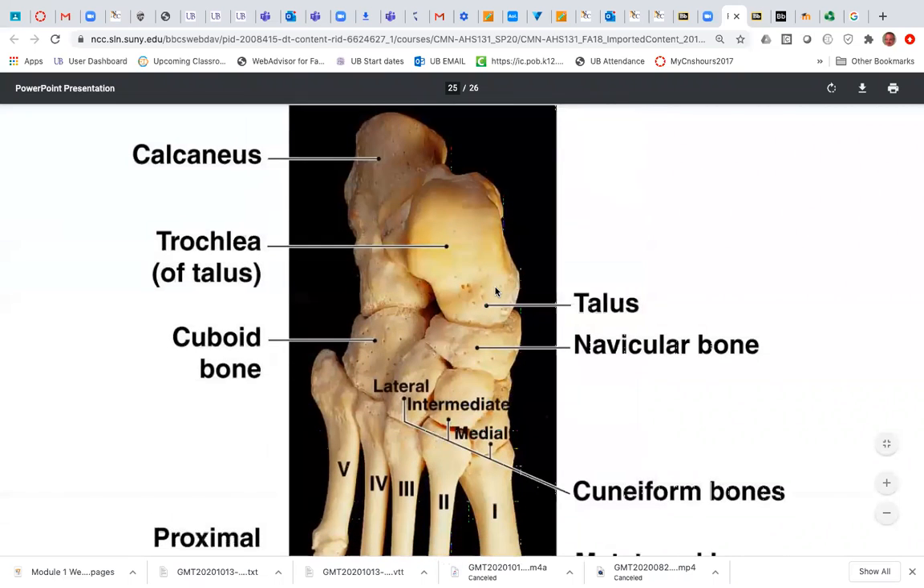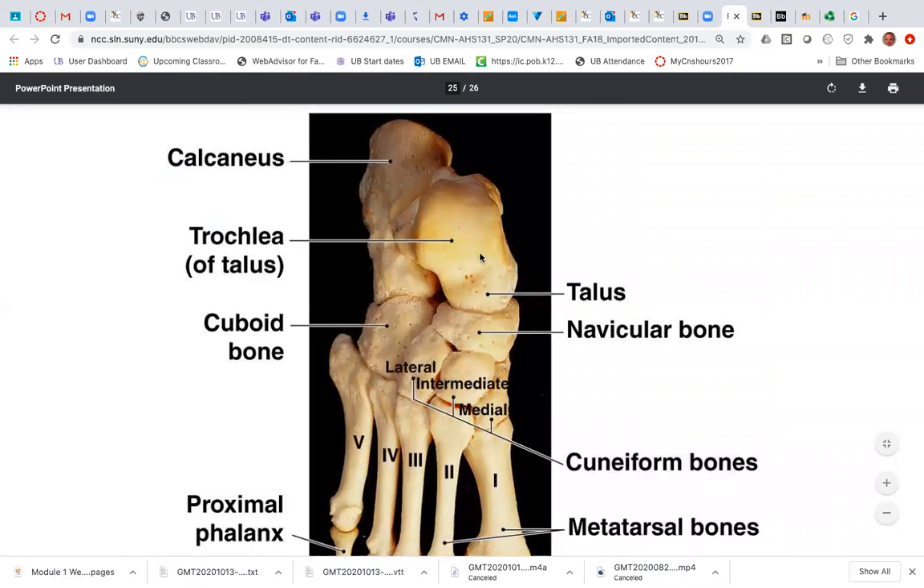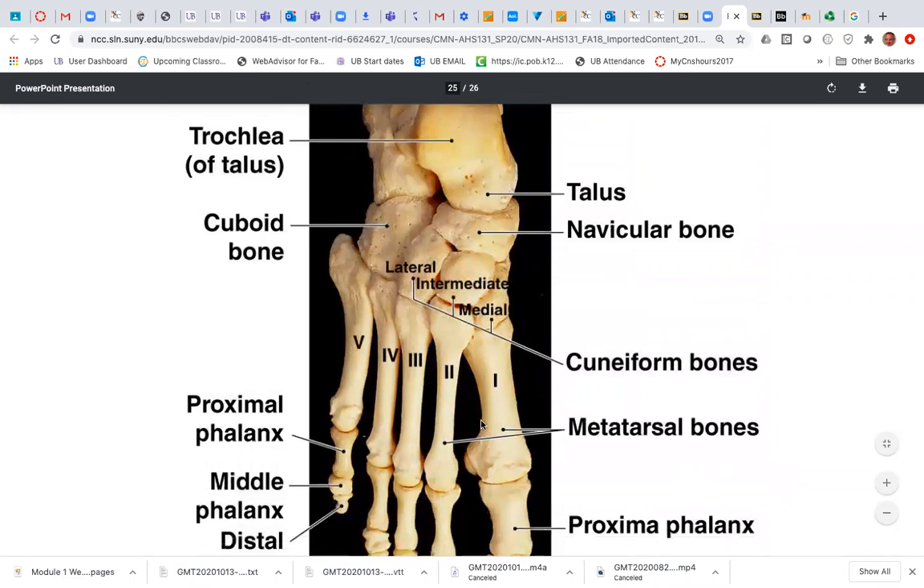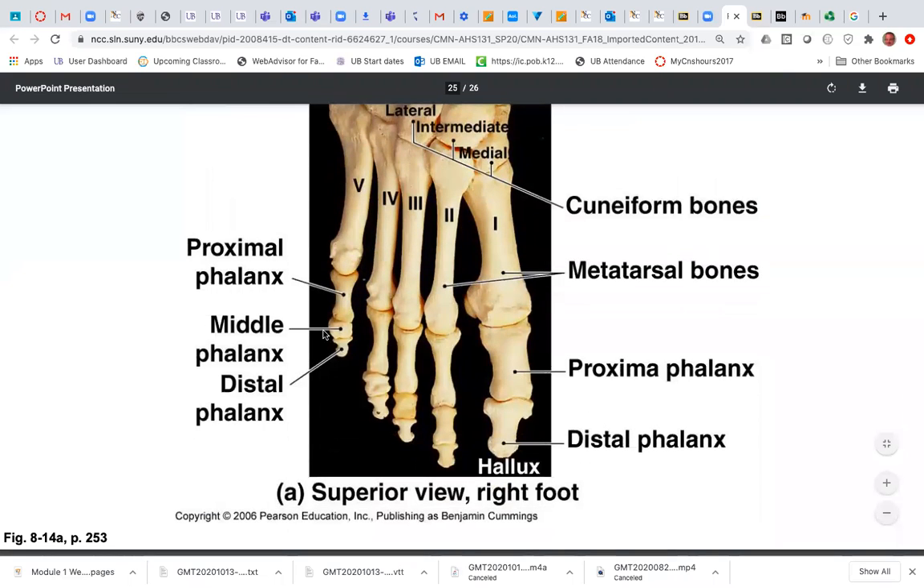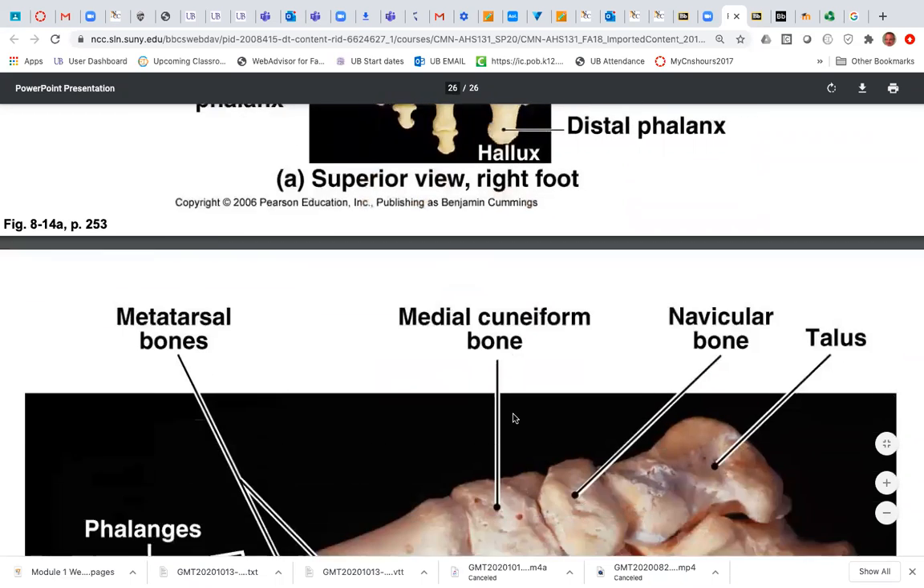Okay, here's just a close-up view showing the talus, calcaneus, cuneiform 1, 2, and 3, or medial, lateral, and intermediate cuneiform along with the cuboid. Then metatarsal 1, 2, 3, 4, 5. Then you have the proximal, middle, and distal phalanx of toes 2 through 5. And the first one only has a proximal and a distal phalanx. Okay, the great toe is called hallux, and the thumb is called a pollex or pollicis.